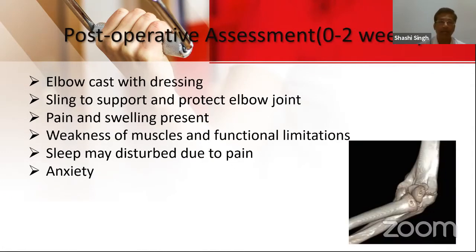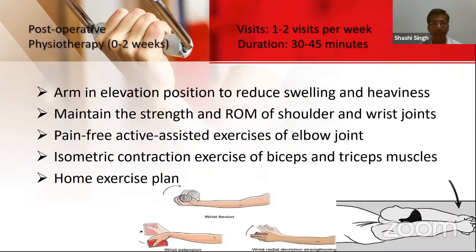So on the 5th day, I did a few initial assessments. The patient came to me with the temporary cast with the dressing. The sling is given to protect the elbow joint. Some pain and swelling was present in the forearm and along the wrist. That's normal. There was some weakness in the muscle and some functional limitation because the dressing is still on. He complained about some sleep disturbance because of pain, and he was a bit anxious. So that was the brief assessment on the 5th day.